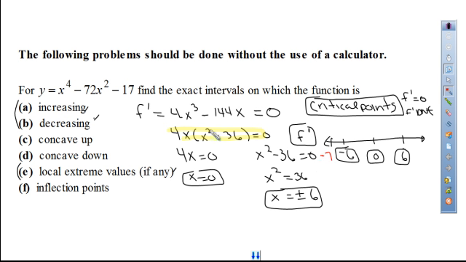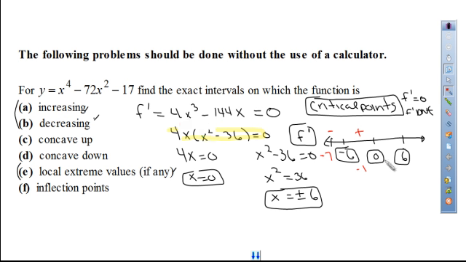So negative 7 squared is 49. So 49 is larger than 36, so this is going to be positive. And 4 times negative 7 is a negative. So a negative times a positive is a negative. So I need a number between negative 6 and 0. So negative 1. So negative 1 squared is smaller than 36, so that's a negative. And negative 1 times 4 is a negative, so a negative times a negative will give me a positive.